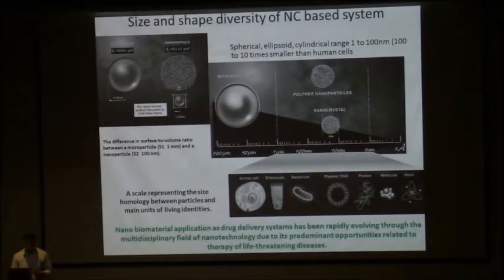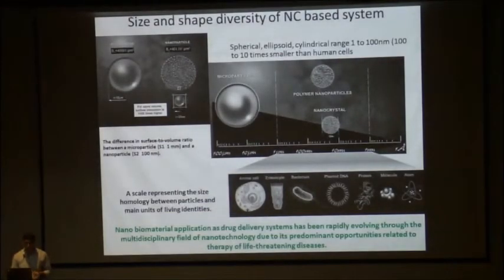The size and shape diversity of nanoparticles is also characterized very well. A macrosphere is about 100 micrometers, which is 1,000 times larger than the nanoscale. The range between 1 nanometer and 1 micrometer covers all biological systems, from atoms to animal cells. What we mostly use is about 9 to 100 nanometers, which can easily be delivered even to animal cells or human cells. Nanobiomaterial applications as drug delivery systems have rapidly evolved through the multidisciplinary field of nanotechnology due to their predominant opportunities in the therapy of life-threatening diseases.